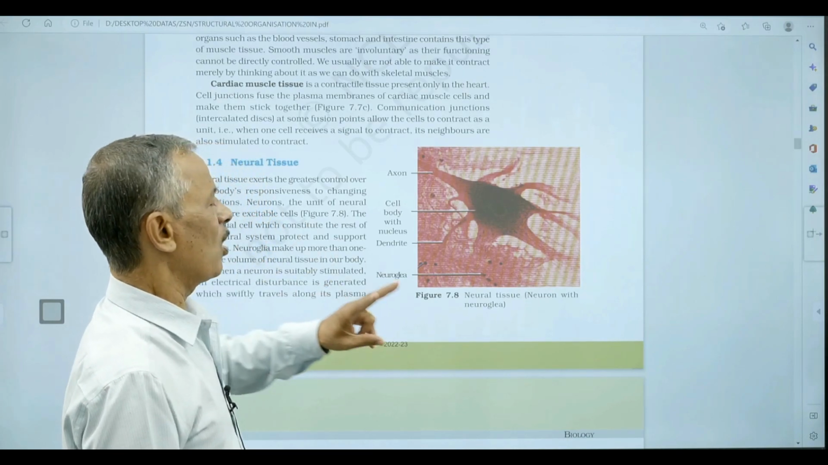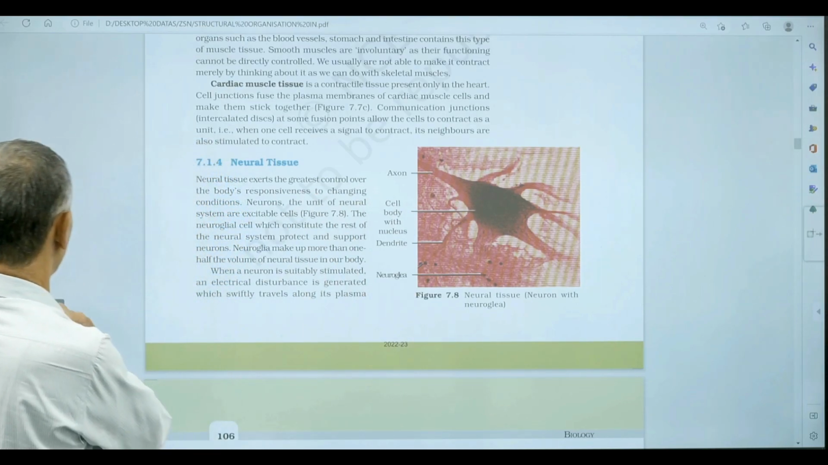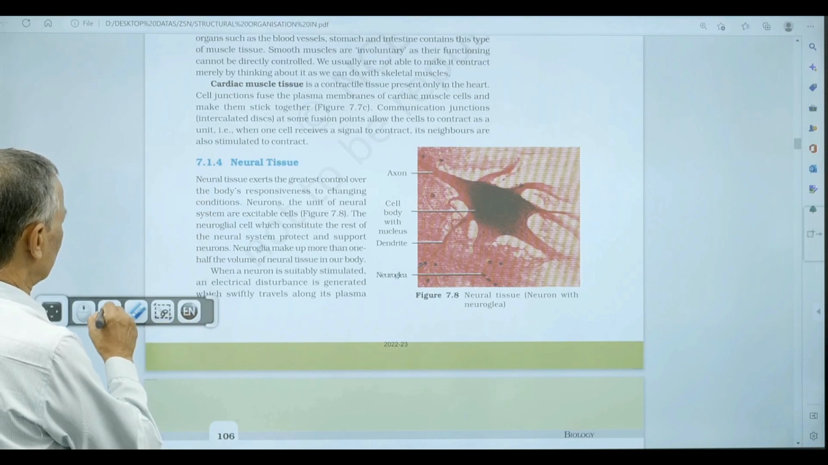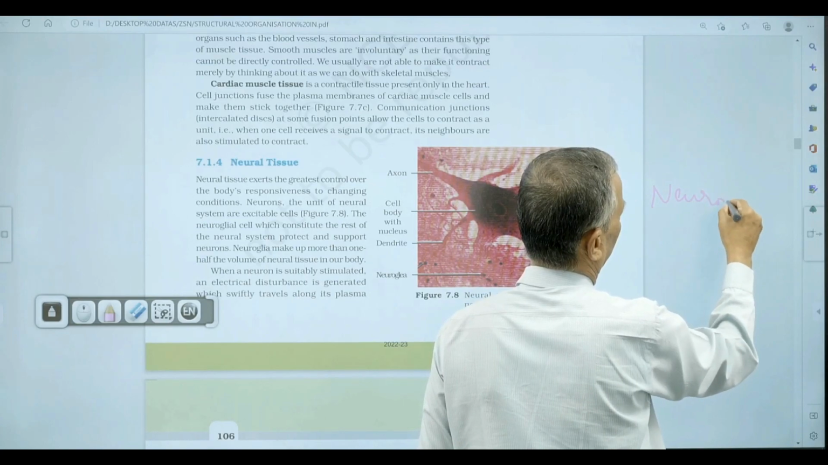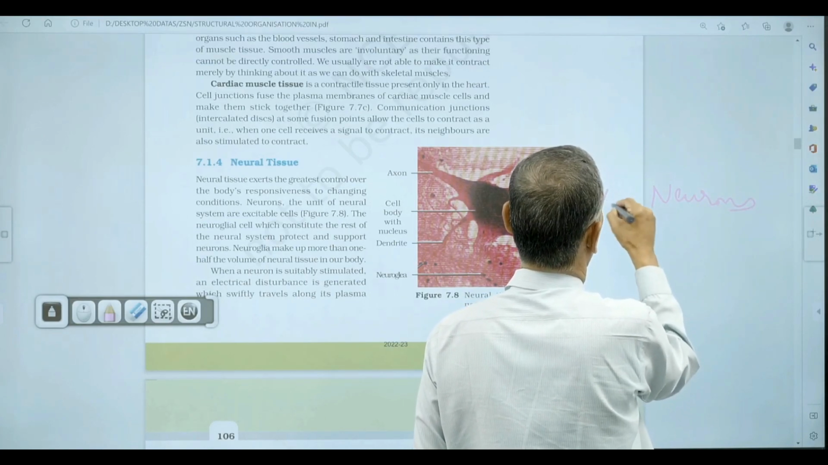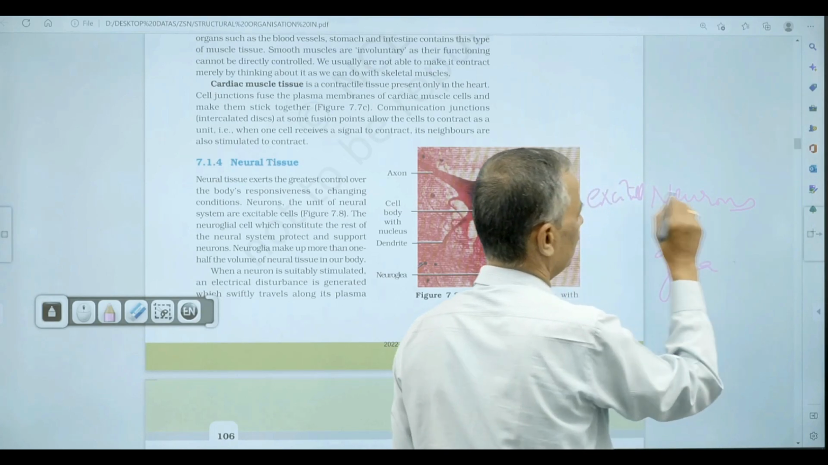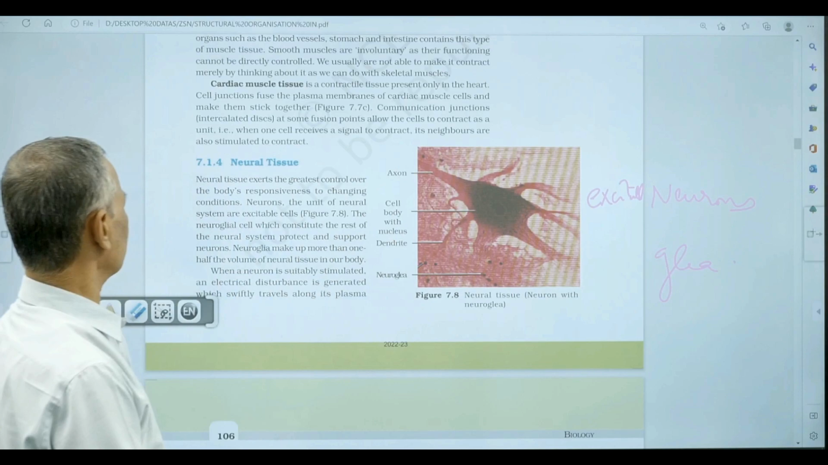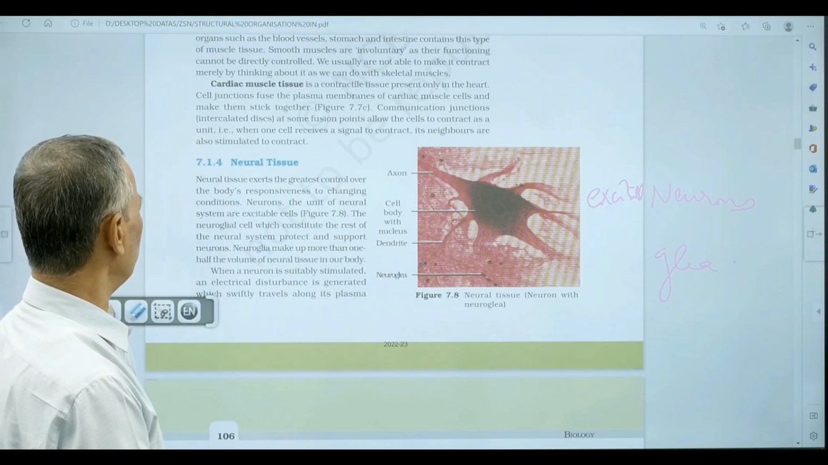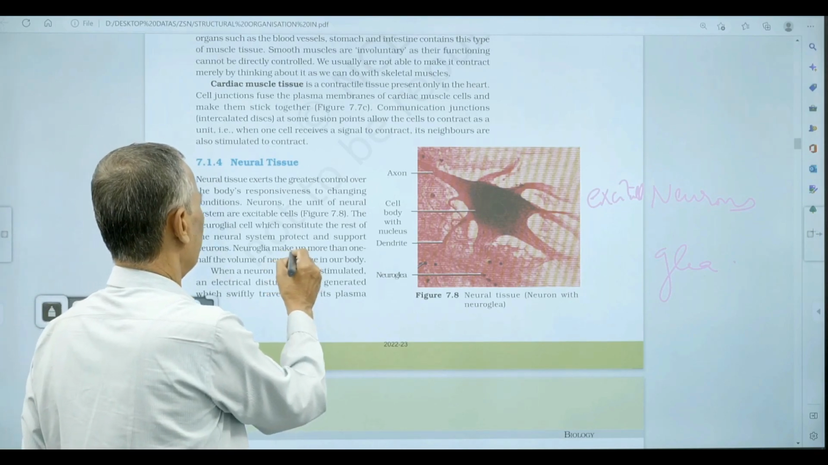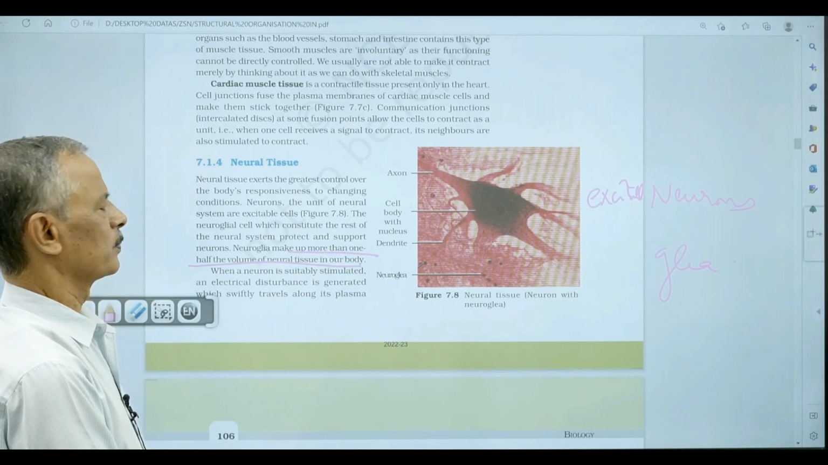The neural tissue is made up of two types of cells, neurons and glia cells. Neurons are excitable, whereas glia means glue. They are non-excitable. Even if a stimulus is applied, no response will be there. Neuroglia make up more than half of the volume of the neural tissue.